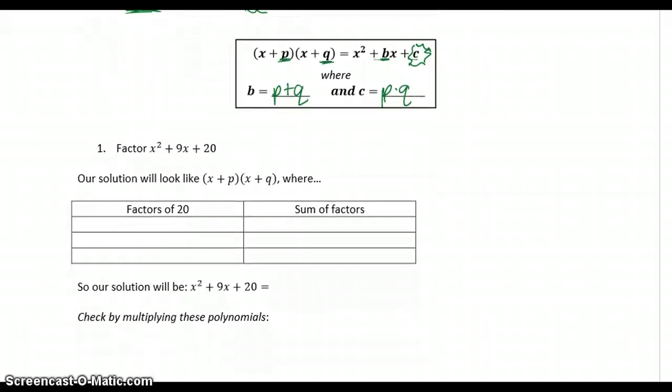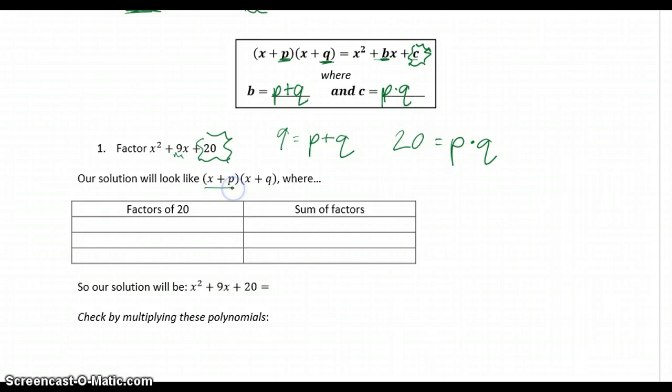So looking at example number 1, it asks us to factor x squared plus 9x plus 20. So our b here, our term in front of the x, is 9, so 9 has to be equal to whatever we plug in for p and q added together. And our final constant term is 20, which is equal to c here. So 20 is going to be equal to whatever we use for p and q multiplied together. So our solution is going to look something like x plus some number p times x plus some number q, where p plus q equals 9 and p times q equals 20.